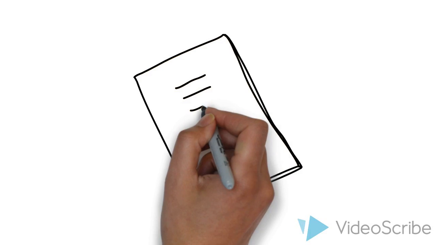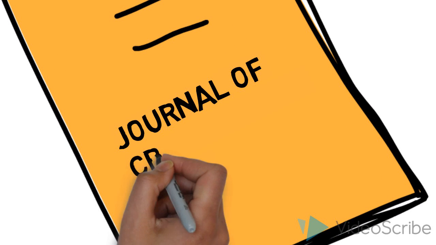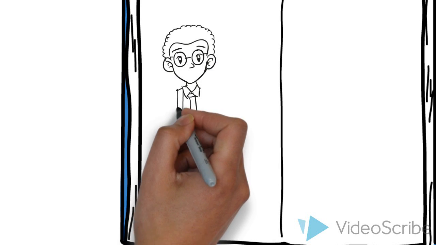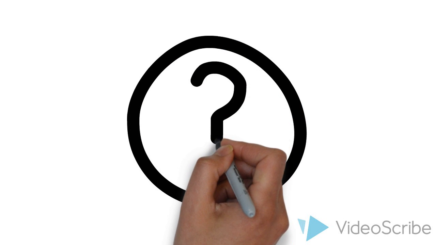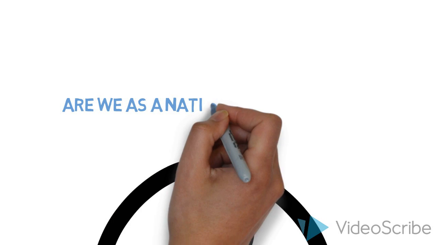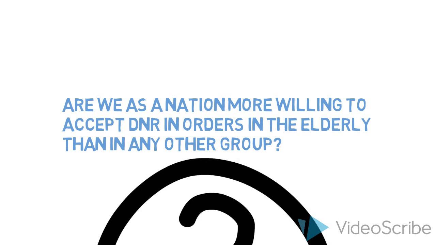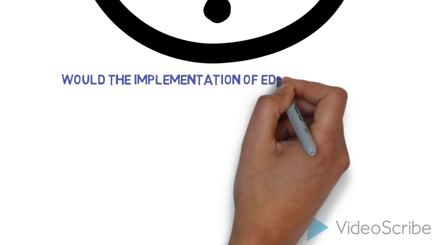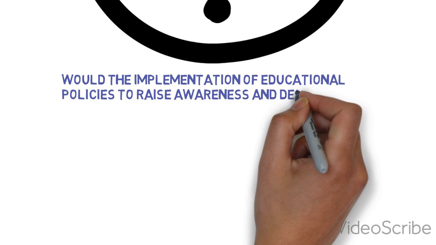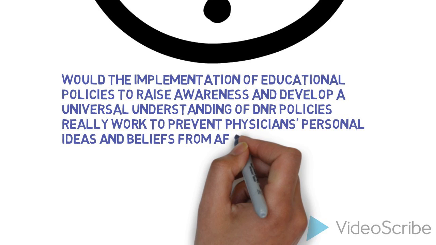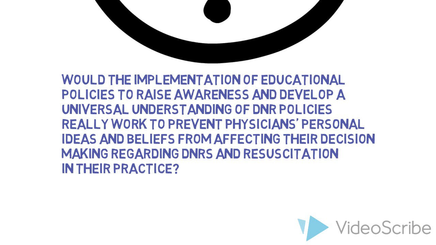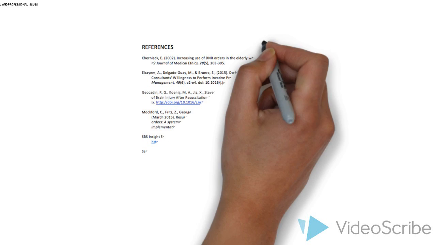The Journal of Critical Care in 2013 also emphasized the need for education, suggesting that in order for DNRs to be taken more seriously in the future, professionals should be exposed to the ethical principles, specifically patient autonomy, early on in their study. Saying this, we must ask ourselves, are we as a nation more willing to accept DNR orders in the elderly than in any other age group? Would the implementation of educational policies to raise awareness and develop a universal understanding of DNR policies really work to prevent physicians' ideas and beliefs from affecting their decision making regarding DNRs in their practice? The debate goes on.